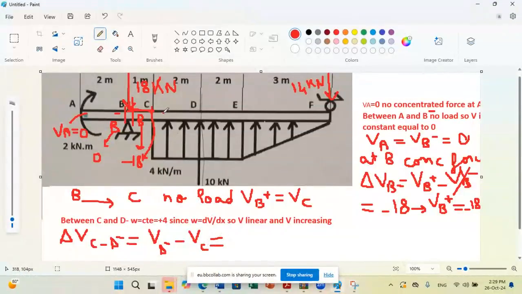It's the area limited by the distributed load. And since W is positive up, delta V is plus area 1. And what is area 1? This is area 1, limited by the rectangle before point D. Area 1 is the height here, which is 4 kilonewton per meter, times the length between C and D, which is 2 meters. So area 1 is equal to 4 times 2 equals 8.